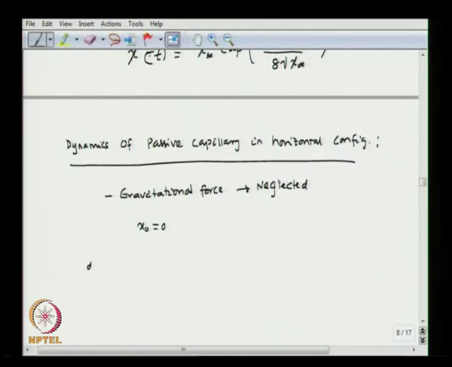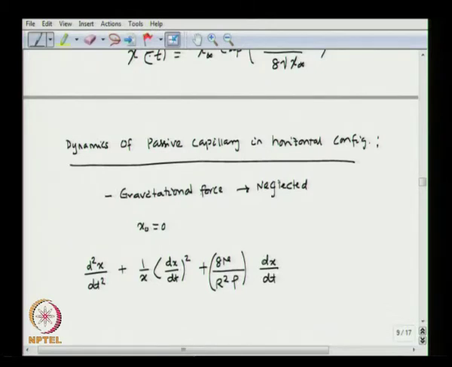So, the equation that we would have is d square x over dt square plus 1 over x into dx over dt square plus 8 mu divided by r square rho into dx over dt plus g minus 2 sigma L g into cos theta divided by rho r x is going to be 0.